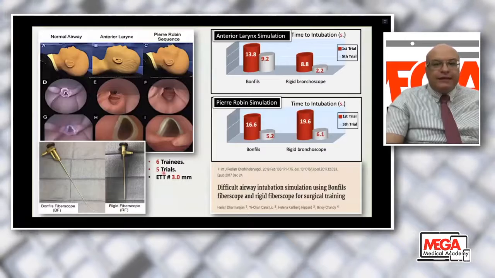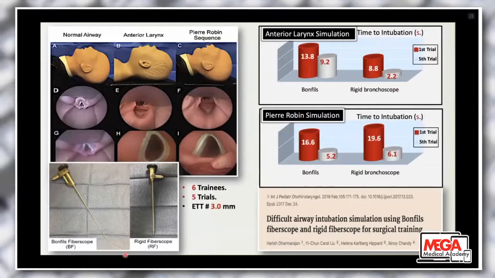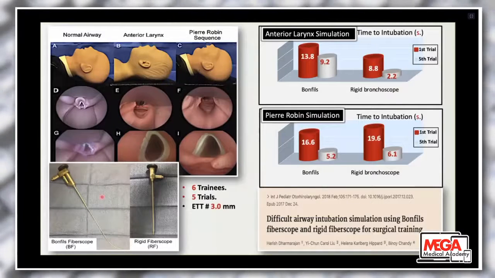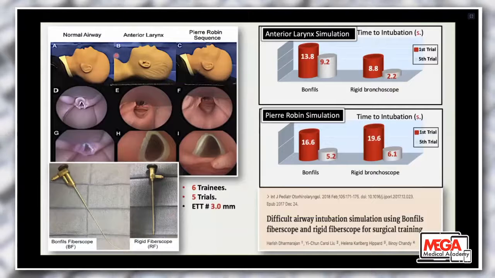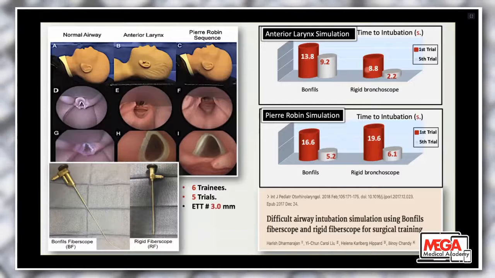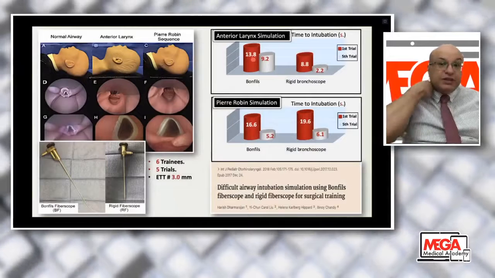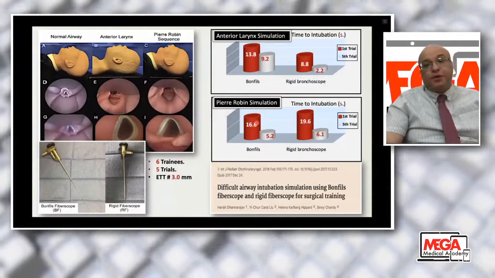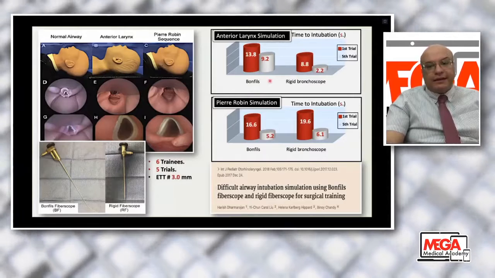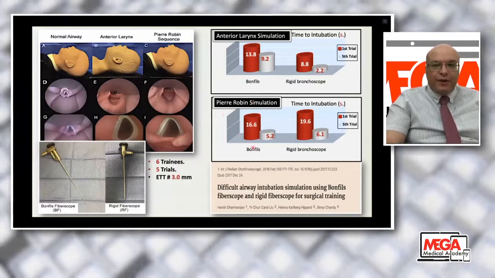The smaller the size of the tube, the higher the success rate. Another study including 60 trainees with 5 trials with endotracheal tube size 3, comparing Bonfils and the regular rigid bronchoscope in 3 scenarios: normal airway, anterior larynx, or Pierre Robin syndrome. The time of intubation significantly decreased from the first trial to the 5th trial. Also, time of intubation is longer with Bonfils compared with the rigid bronchoscope. This is in the normal and anterior larynx simulation. And the same differences are observed in the Pierre Robin simulation as well.